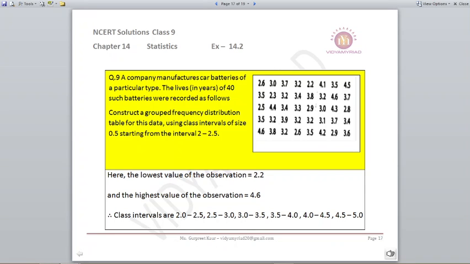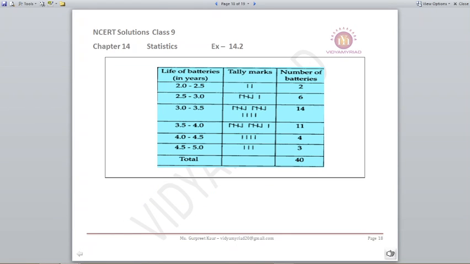Question number 9. A company manufactures car batteries of a particular type. The lives in years of 40 such batteries were recorded as follows. Construct the group frequency distribution taking the class interval of size 0.5 starting from 2 to 2.5. Here they have already told us to start with 2, but where to end depends upon the highest value of observation, which is 4.6. So 4.6 will lie between 4.5 to 5. Based on this we can prepare the tally marks and the number of batteries accordingly.